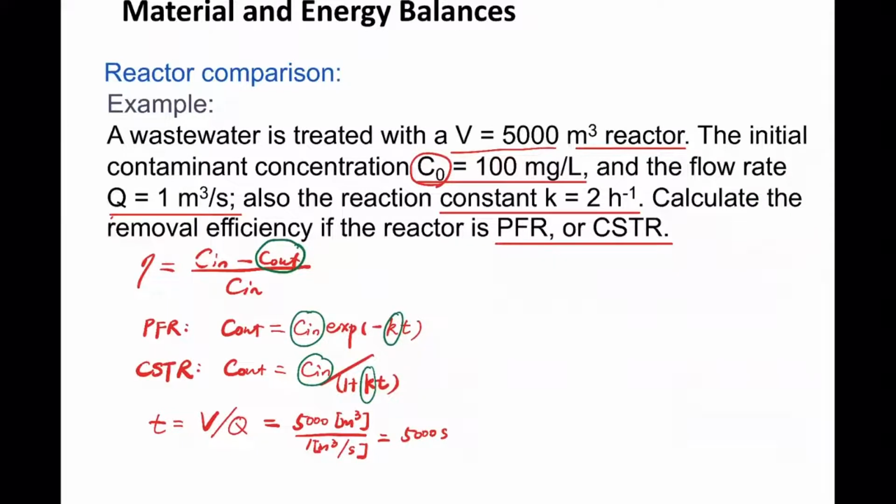So basically we can solve for the T, and then we just need to plug the time into these two equations. But one thing we need to first pay attention to is that we need to make sure the units are consistent. You see the K here is per hour, right? Because of that, we also need to change the time into hours. Right now it's in seconds, so we need to convert this 5,000 seconds into hours, just divide that by 3,600. It turns out that this is 1.4 hours.